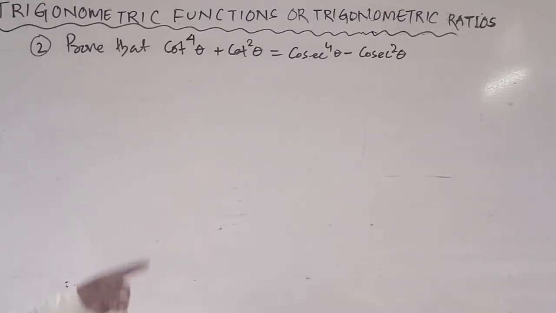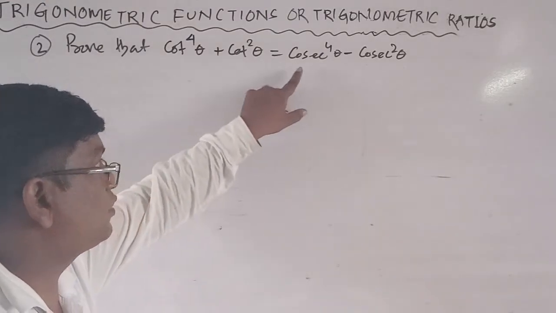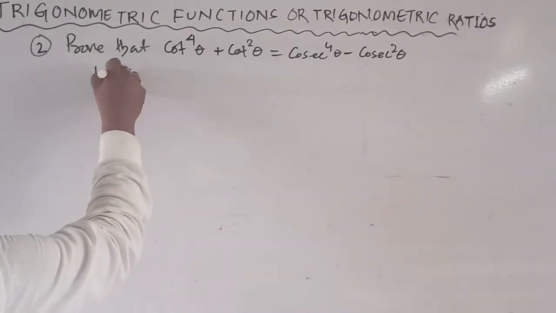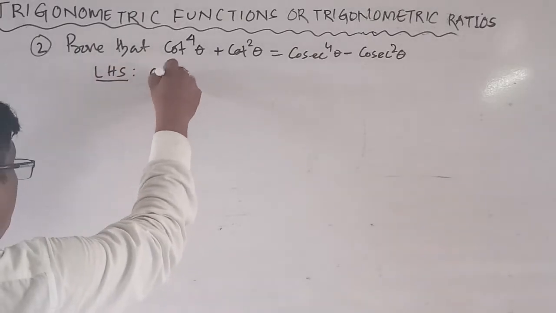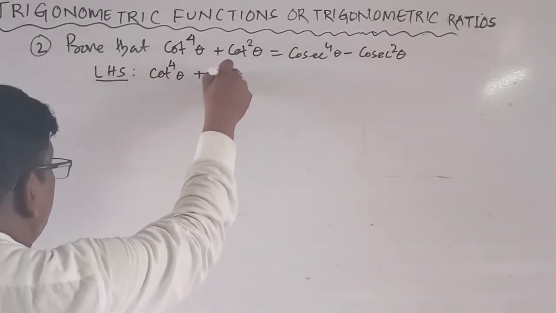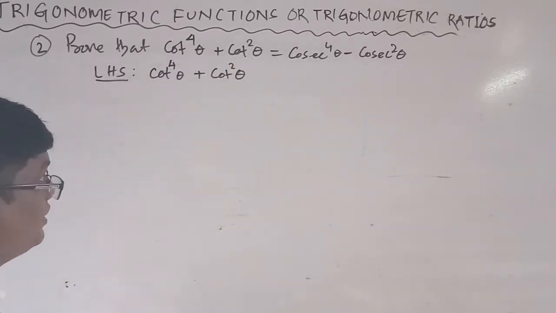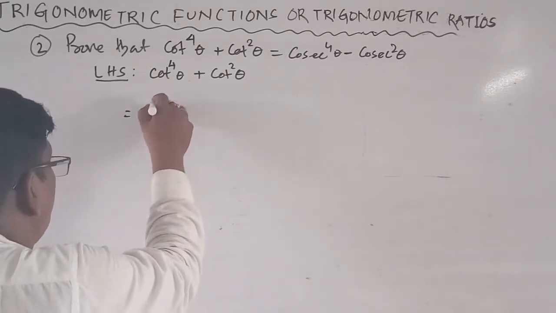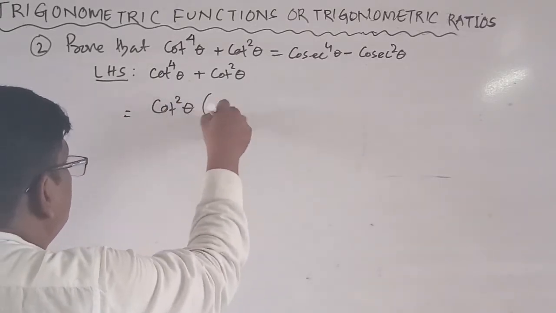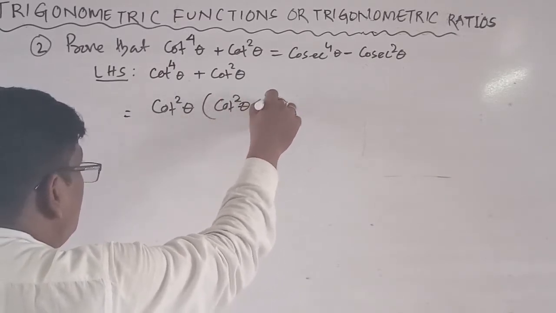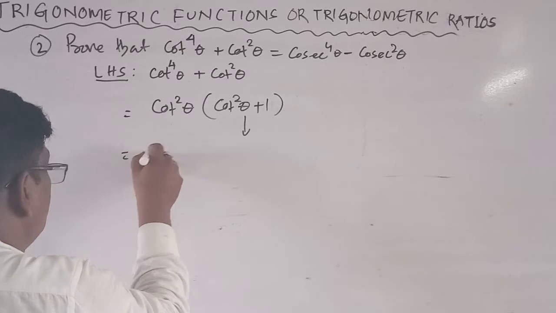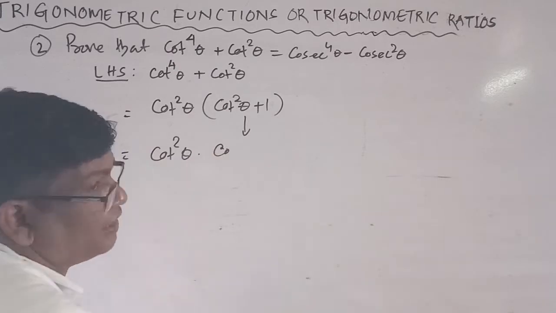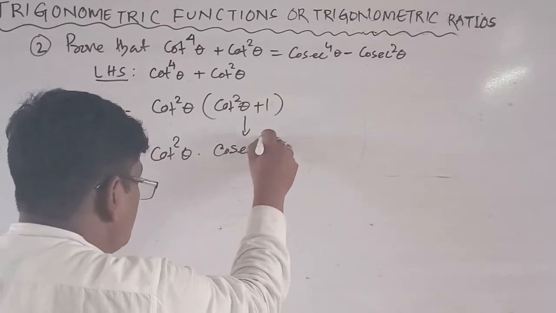Now prove that cot 4 theta plus cot square theta is equal to cosec 4 theta minus cosec square theta. So left hand side, cot 4 theta plus cot square theta. The right hand side is in terms of cosec. So take cot square theta common here. This is equal to cot square theta into cot square theta plus 1. 1 plus cot square theta means cosec square theta.